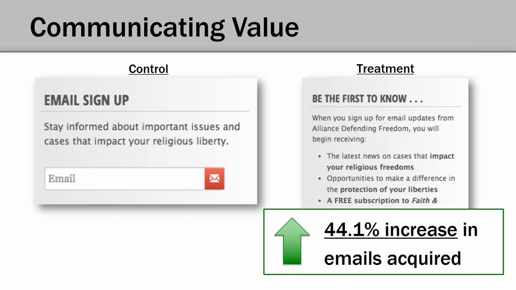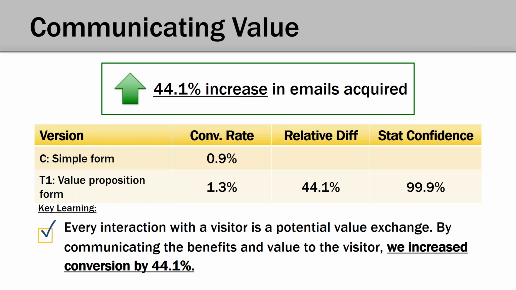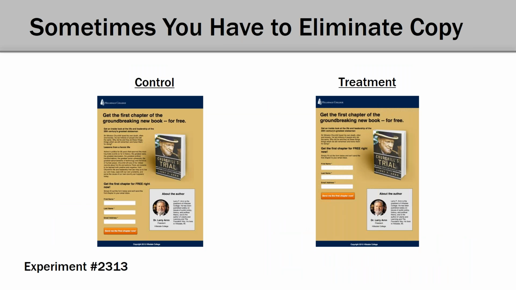And so what this specific experiment highlights is how by adding copy to your email sign-up offer, you can actually alter the force of the value proposition. And what we know is that the more that we communicate the benefits and the specific value that the subscriber will receive, we can see hopefully some increase in conversion rates. But sometimes adding copy is not the right move. Let's look at another experiment.